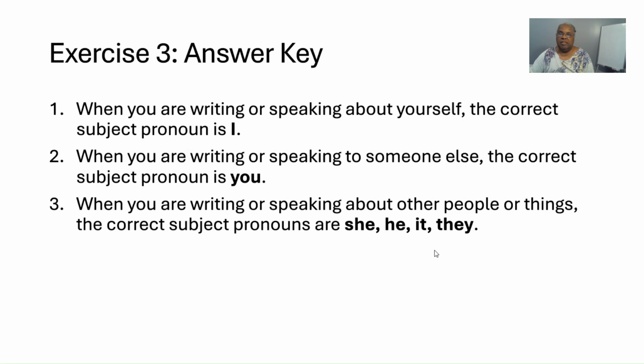Here is the answer key to exercise 3. Let us read the sentences with the correct answers. Number 1. When you are writing or speaking about yourself, the correct subject pronoun is I. Number 2. When you are writing or speaking to someone else, the correct subject pronoun is you. Number 3. When you are writing or speaking about other people or things, the correct subject pronouns are she, he, it, they.